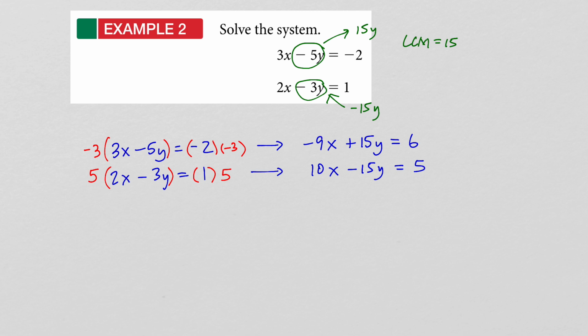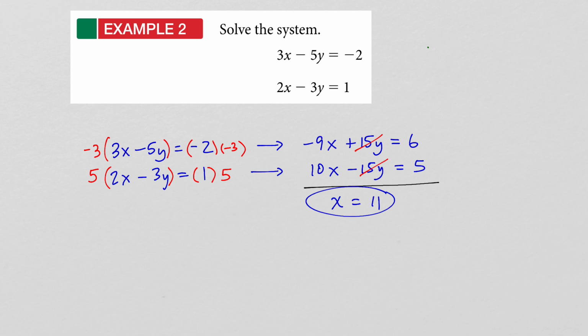And now if we add these together, we get 1x, right? -9x plus 10x is 1x. The positive 15y and -15y cancel out, and we end up getting equals 11. And so we now know that x equals 11, and now to solve for y, I can plug that back into either one of these equations. I'm just going to plug it into the second equation, I guess.